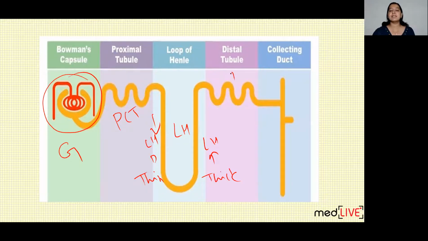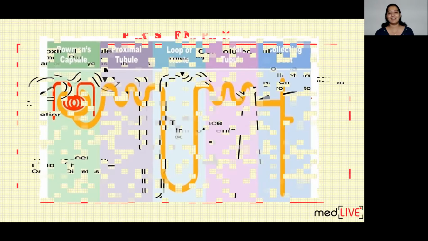The next portion is the distal convoluted tubule, that is DCT. Then the last portion is the collecting tubules, that is CT. So first is glomerulus, then PCT, then loop of Henle descending limb, loop of Henle ascending limb, then DCT, then collecting tubules. So let's move further.